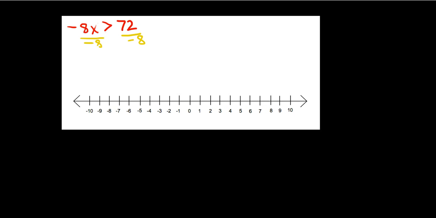The only difference in this problem is that when you divide or multiply a number on the opposite side of the sign by a negative number, you have to flip the sign. So as you can see, it becomes x less than 72 divided by negative 8, which is negative 9. And now we can graph this inequality, find negative 9 on the number line, put an open circle, and then draw a line to the left because it's less than.